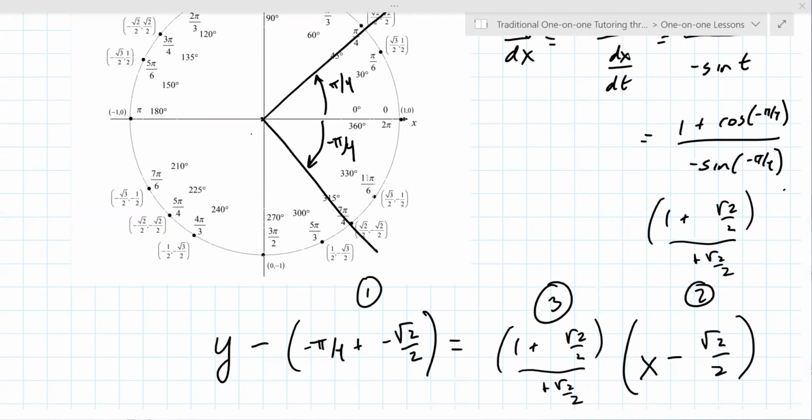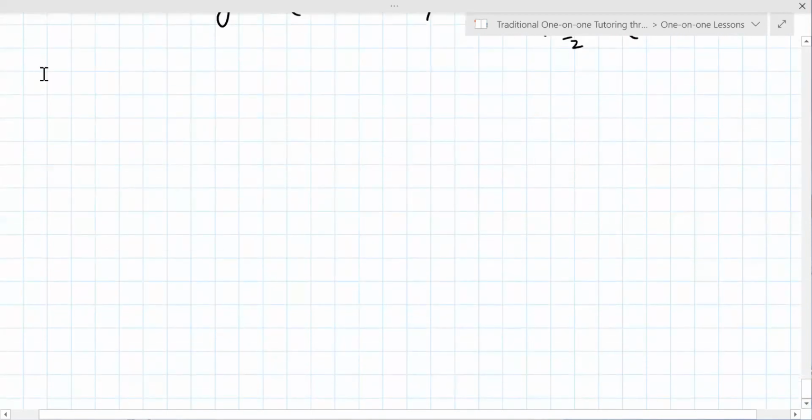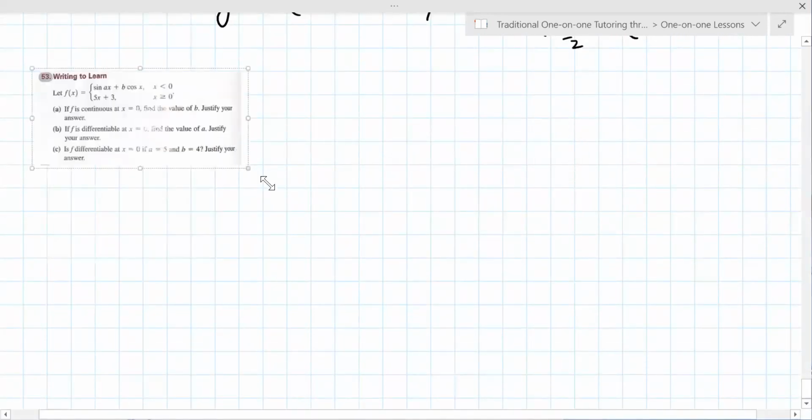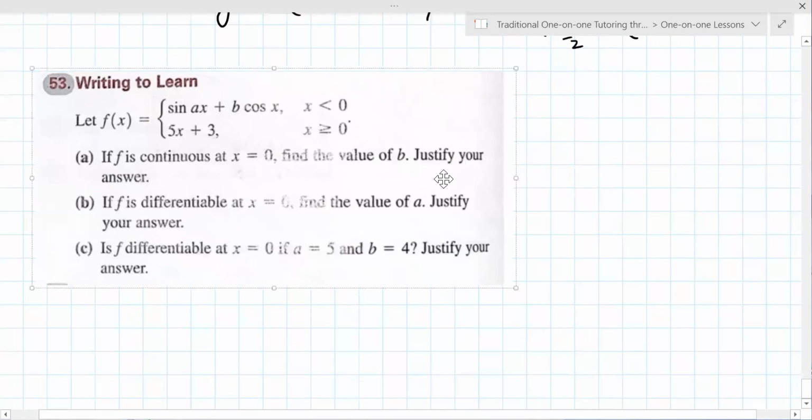Okay, so let's go to 53 here, something a little more reasonable. Is f continuous at x equals 0? Find the value of b, justify your answer.